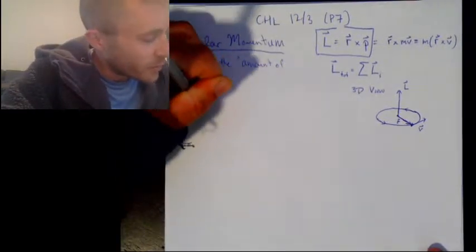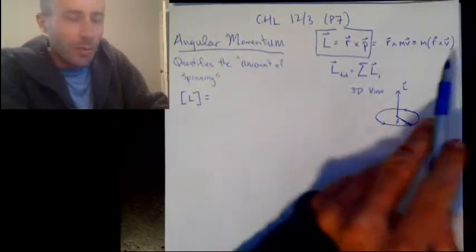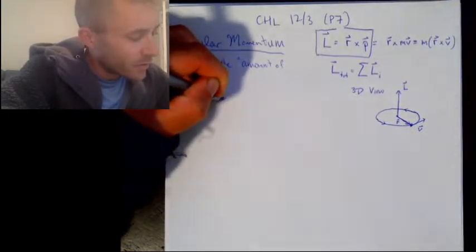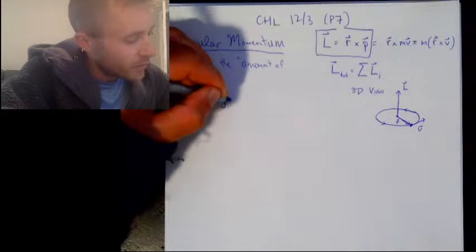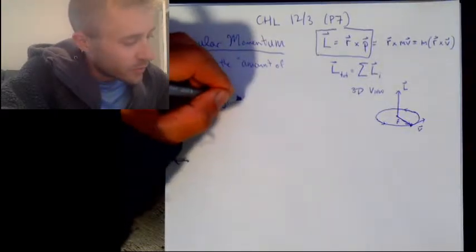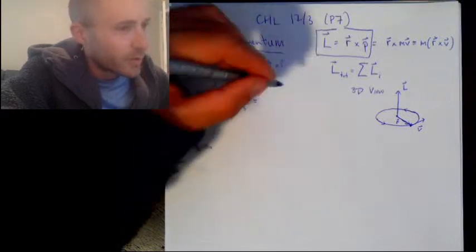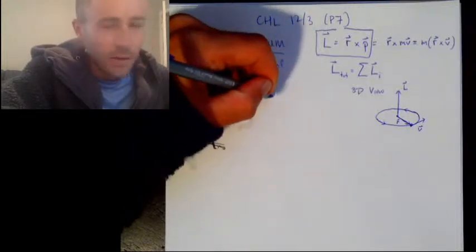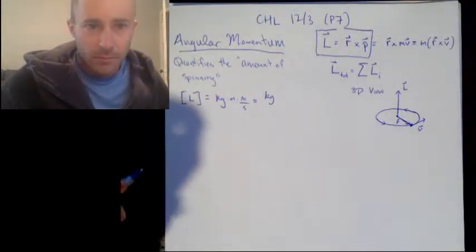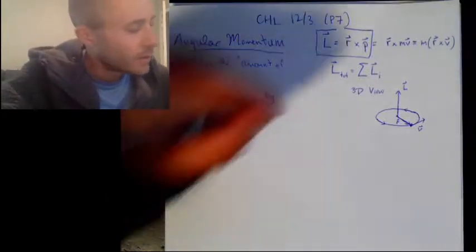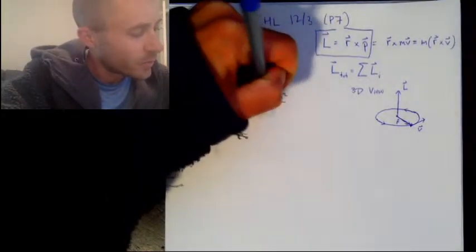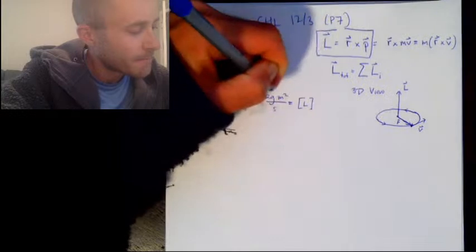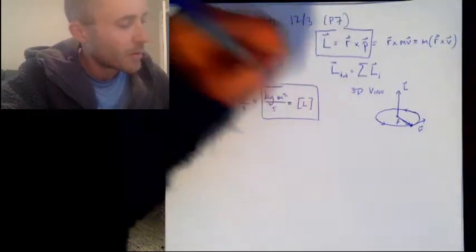The units of angular momentum. So we can see angular momentum is a mass times a position times a velocity. So a mass is kilograms, times a position is meters, times a velocity is meters per second. So angular momentum is measured in, we have two factors of m, kilogram meters squared per second are the units of angular momentum.